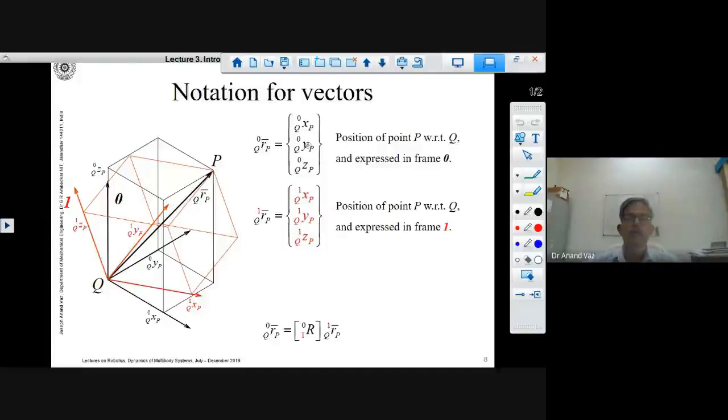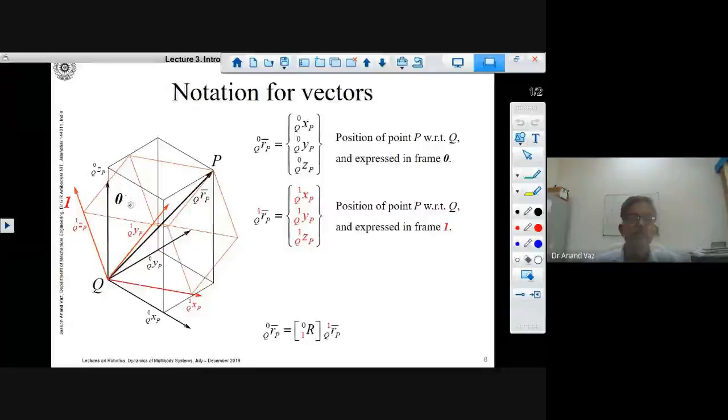So in our lecture yesterday, we started with the notation for vectors, and we saw that the same vector QP could be expressed in different reference frames.